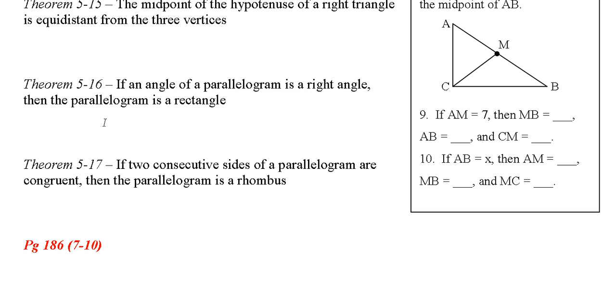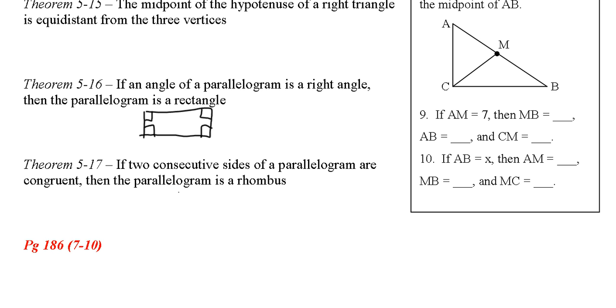Theorem 516 says, if an angle of a parallelogram is a right angle, then the parallelogram is a rectangle. So if I'm told I have a parallelogram here, and I have one right angle, we say, oh, well, opposite angles are congruent, and the same side interiors are supplementary, so we end up with all right angles, and we conclude it's a rectangle.